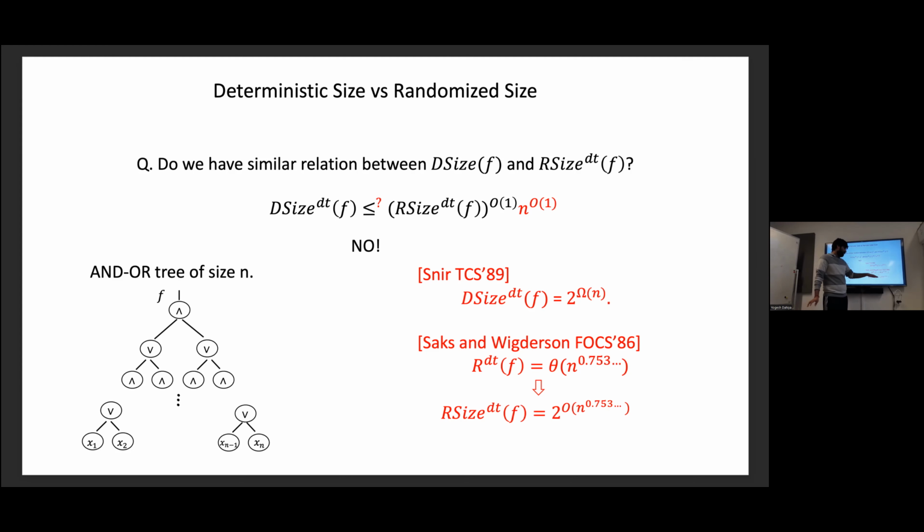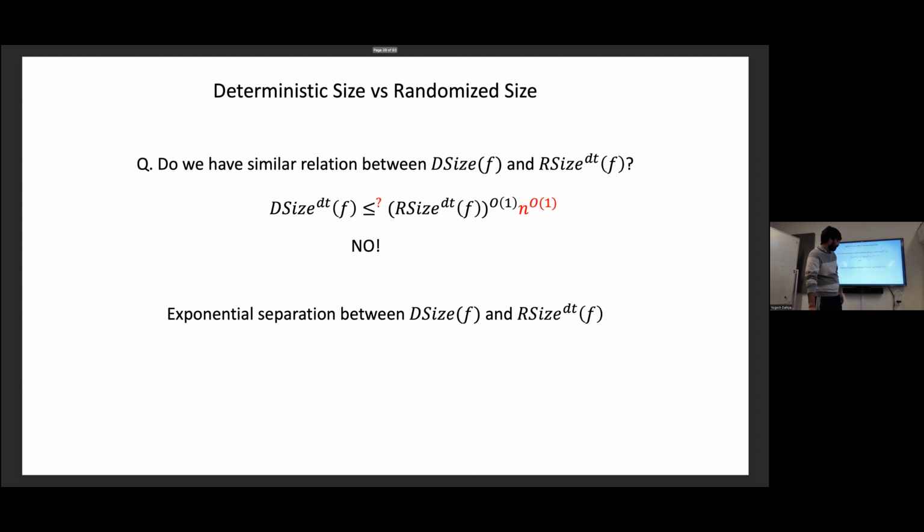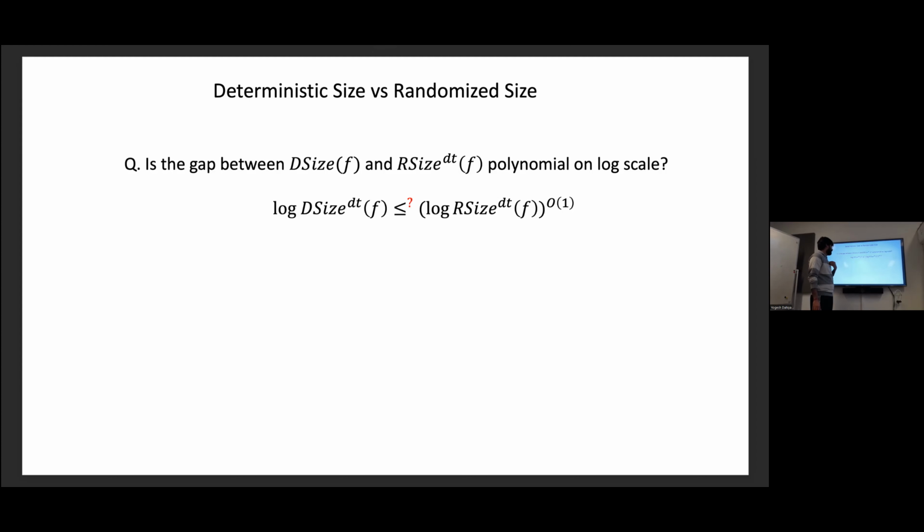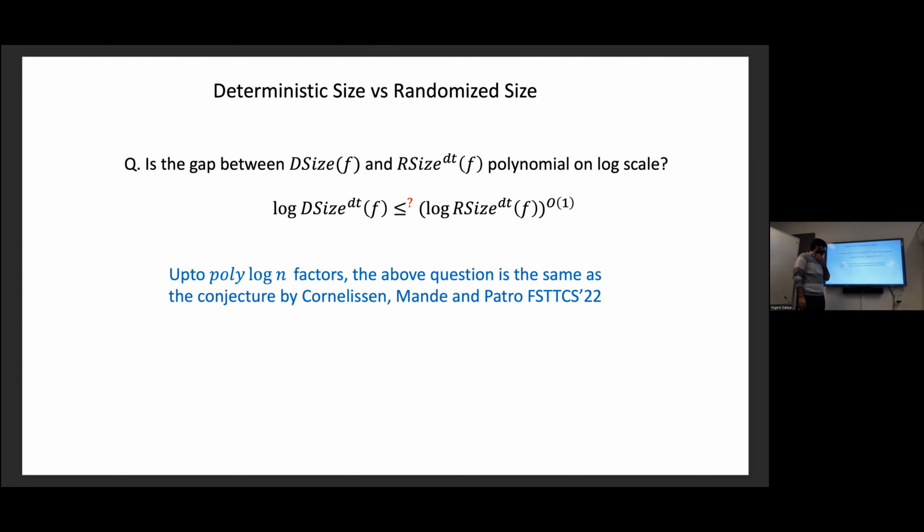But if you look carefully on the log scale, things still look polynomial. There is a gap for sure, but on log scale, it looks like things are still polynomial, and that's the question that we asked: can the log of deterministic size be related to the log of randomized size polynomially? And this question was asked by Cornelissen, Mande, and Patro in FSTTCS as well.